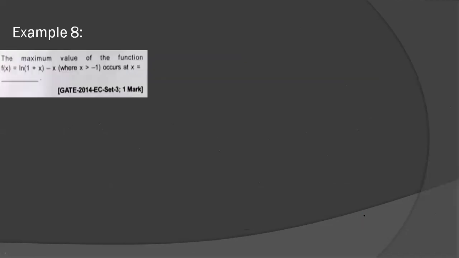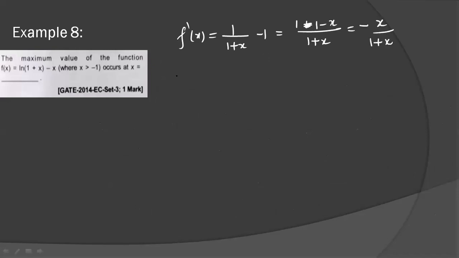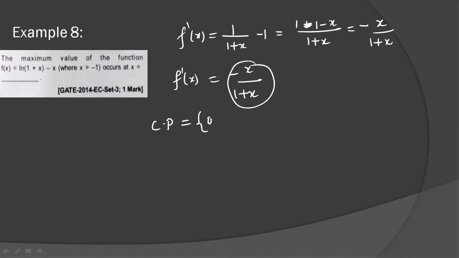Example: the maximum value of the function f(x) equal to log of 1 plus x minus x. So f dash x equal to 1 upon 1 plus x minus 1. If you take the LCM, 1 minus 1 minus x over 1 plus x. So it is minus x upon 1 plus x. So f dash x equal to minus x upon 1 plus x. What are the critical points here? It is 0 at x equal to 0 and it is not defined at minus 1. So 0 and minus 1 are critical points.